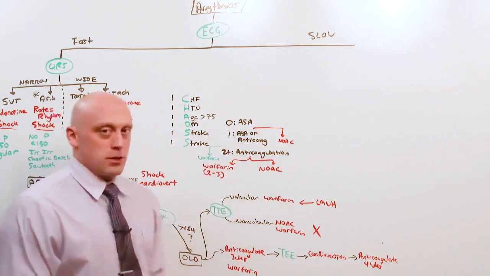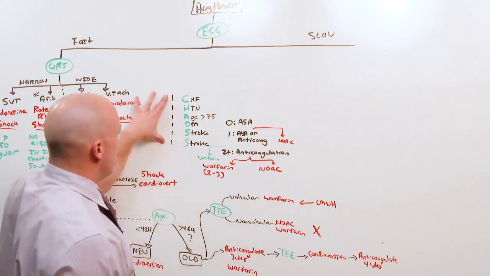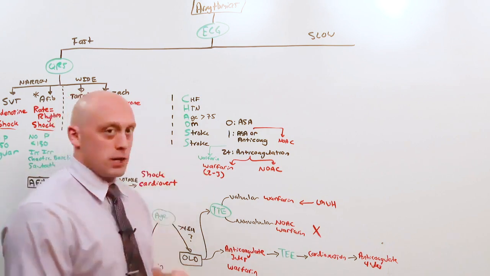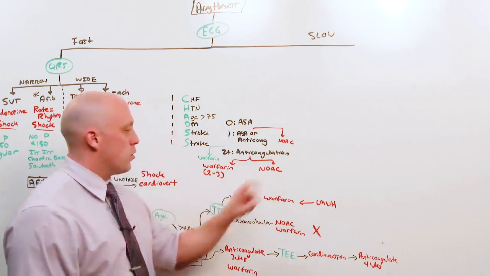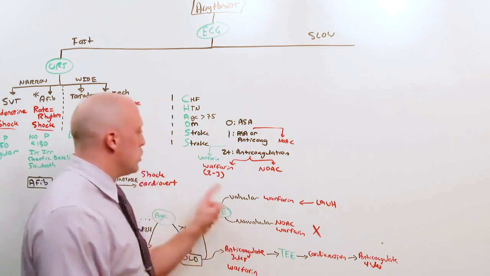It depends on their gender as well. What I want you to take away is to know what the CHADS2 score is. Know that 2 or more needs anticoagulation. You can pick warfarin or one of the new ones, unless it is valvular AFib, and then you can only choose warfarin.